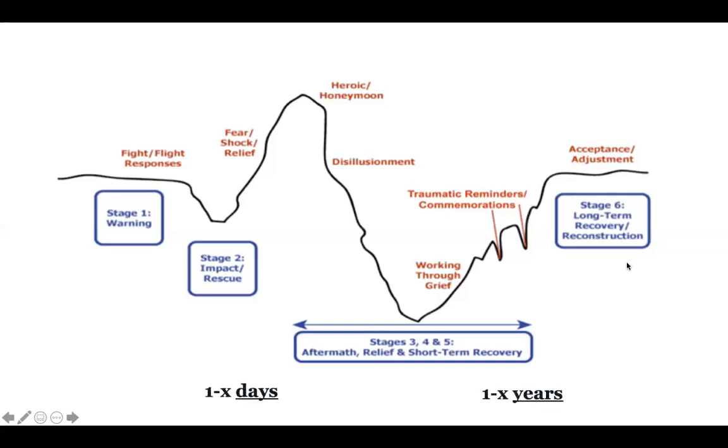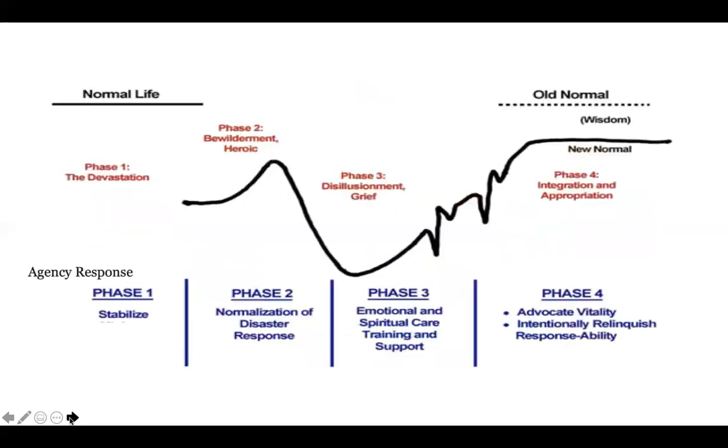So that's 1 to X days, 1 to X years. Very different kind of scenarios in each stage. And then this is broken down again in a slightly different way. This is how this works as it relates to kind of agency and people who are expected to respond. So we have the same stages. They call them phases in this particular graph.